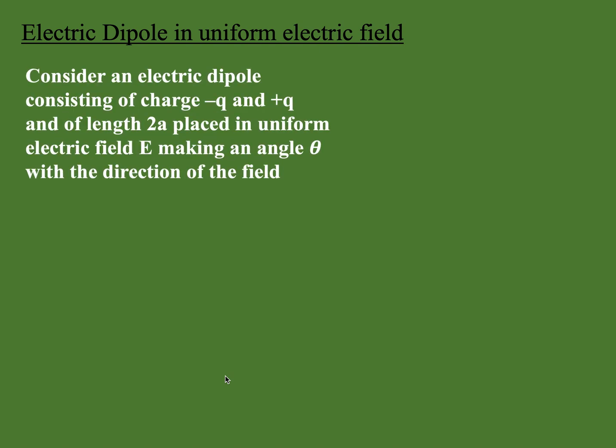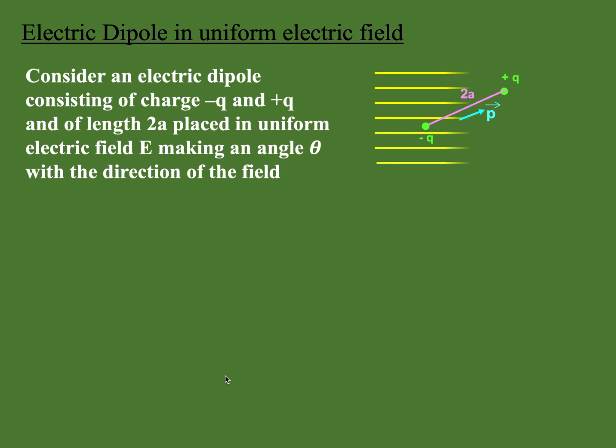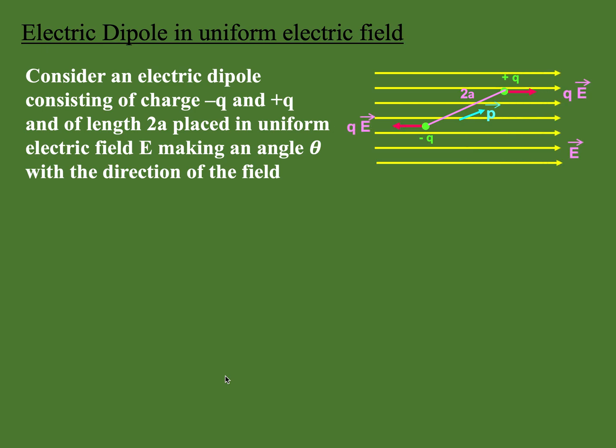And the next question, electric dipole in a uniform electric field. Consider an electric dipole consisting of charges plus q and minus q, of length 2a, placed in a uniform electric field capital E, making an angle theta with the direction of the electric field. See the diagram here: there is the dipole plus q and minus q separated by distance 2a, and the direction of the dipole moment is always from negative charge to positive charge. When we place the charges in a uniform electric field, some force is experienced by each charge. The force on the positive charge is along the direction of the electric field, and the force on the negative charge is opposite to the direction of the electric field.